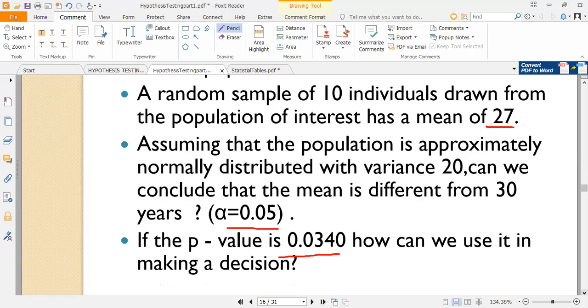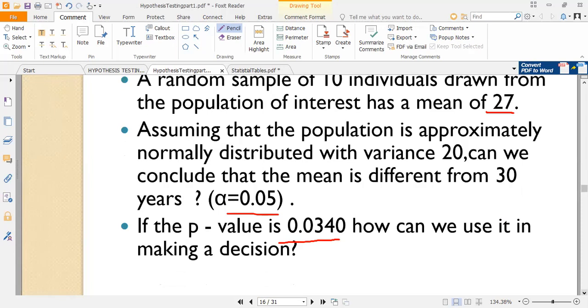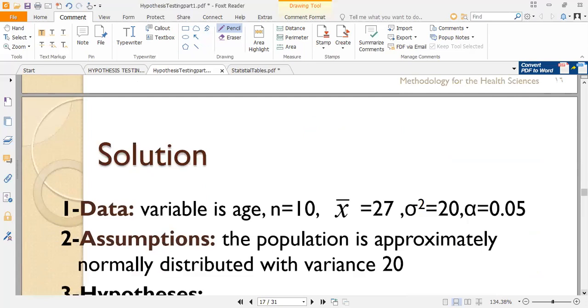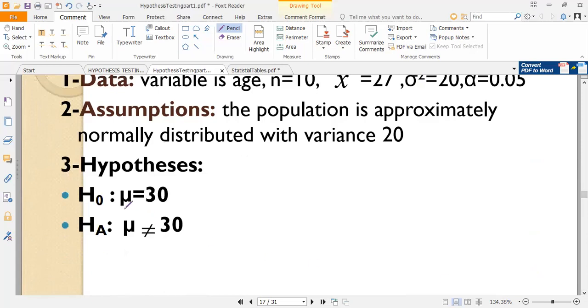All right. So 30 or 27, which one is our mu and which one is our x bar? X bar is 27. Excellent, yes. Our x bar is 27 because it's attached to a sample size of what? Of 10. We're testing a mu of 30. So our variance is 20. Our alpha is 0.05. So to test the hypothesis, mu is equal to 30, mu is not equal to 30.